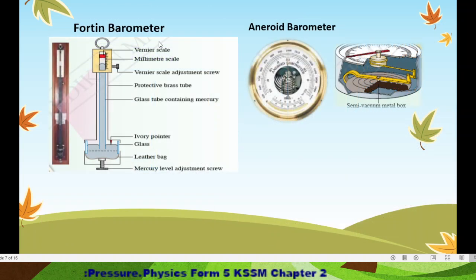If you look at the simple mercury barometer, in terms of practical use, it is not suitable because mercury will be easily spilled out. As you know, mercury is a poisonous liquid. So in order to produce a very practical way so that we can bring it here and there or handle it easily, we can have this Fortin barometer. Okay, so you can see there are safety features added so that it becomes safe to use and easy to handle.